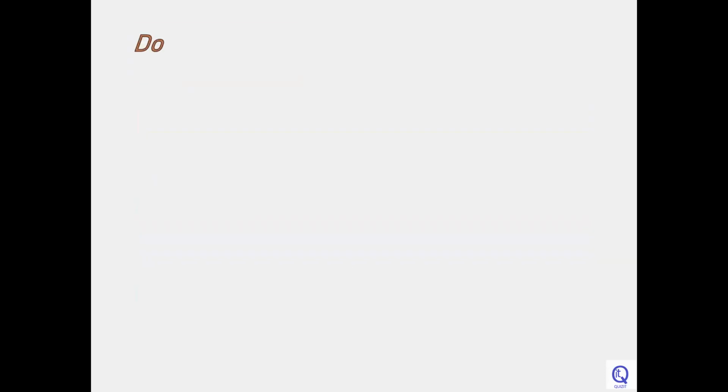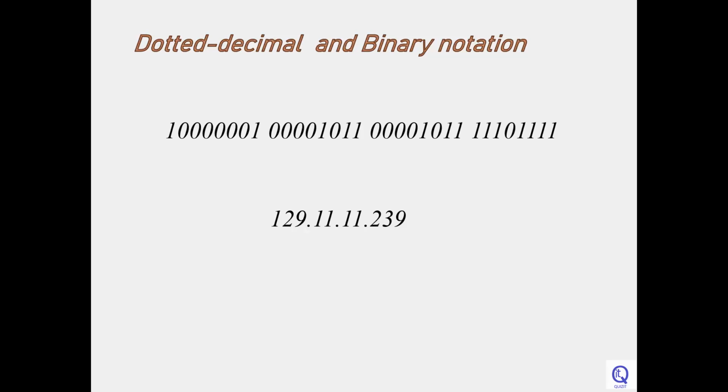Dotted decimal and binary notation. In dotted decimal notation, an IP address is divided into 4 groups of 8 bits. Each 8 bits is written as a decimal number ranging from 0 to 255. These decimal numbers are separated by dots. In binary notation, each decimal number is represented with binary values, and here we do not use any dots in between.